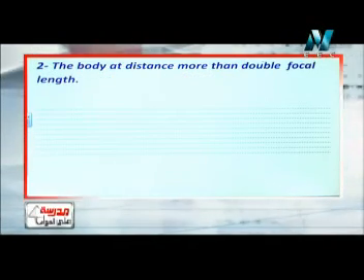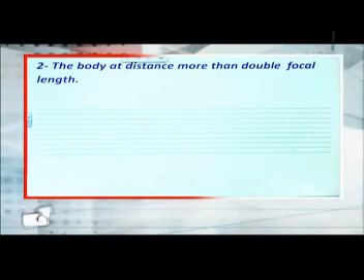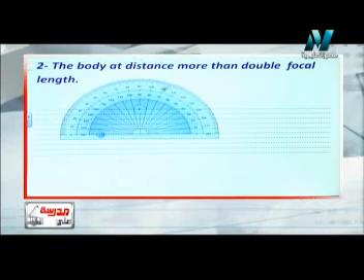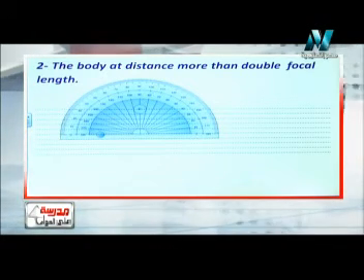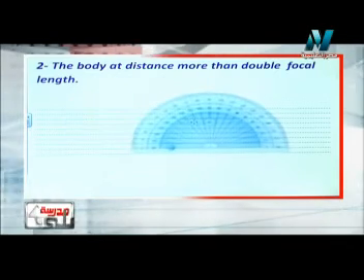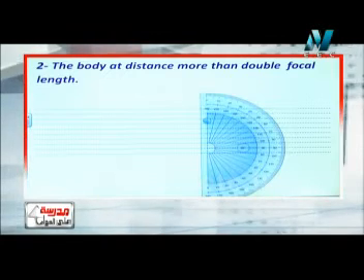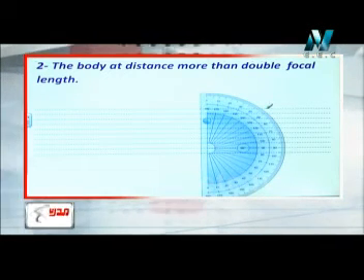So we have another case. Body at distance more than double focal length. The same rule, the same steps، نفس الطريقة. By protractor. We will use the protractor. أجيب البروتراكتور and we use the protractor like that to draw the arc by protractor.